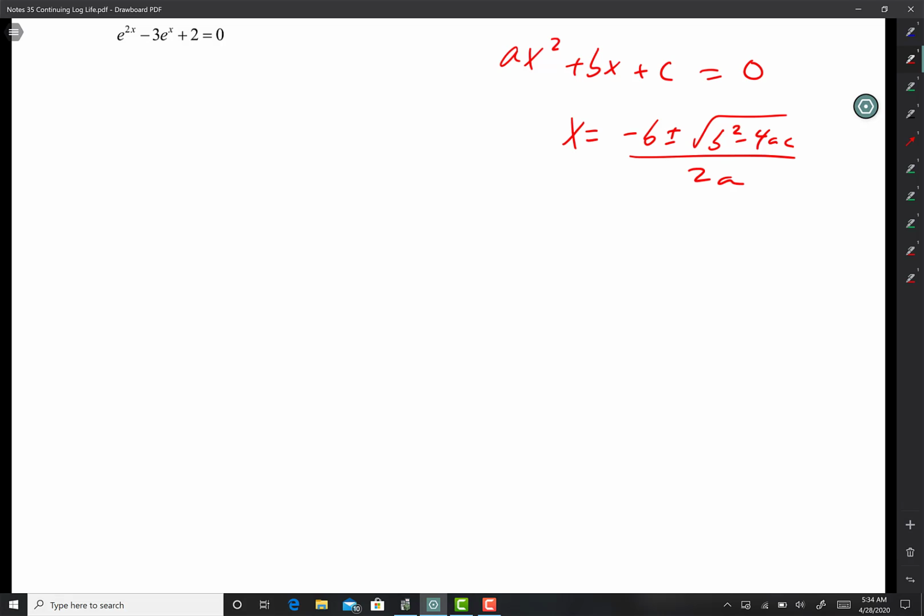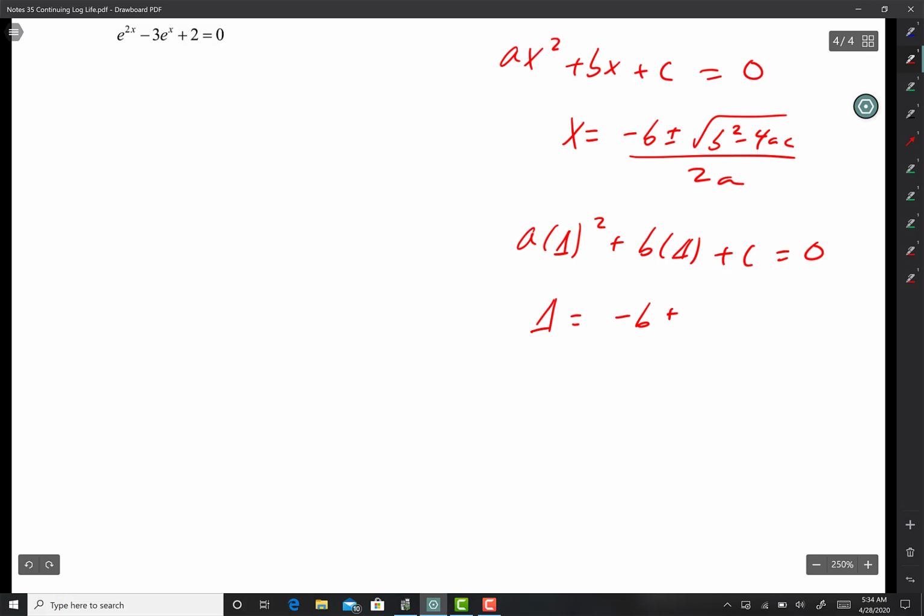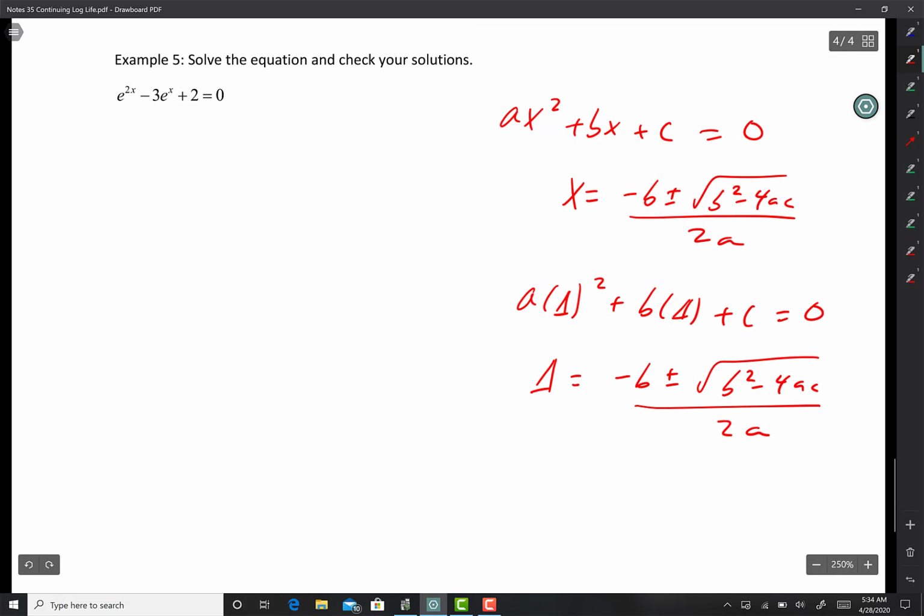So if I have something that looks like this, A with a triangle squared plus B triangle plus C equals 0, then I can get my solution for that triangle. My triangle is going to be the same thing: negative B plus or minus the square root of b squared minus 4ac all over 2a. It doesn't have to be an x, it can be anything.